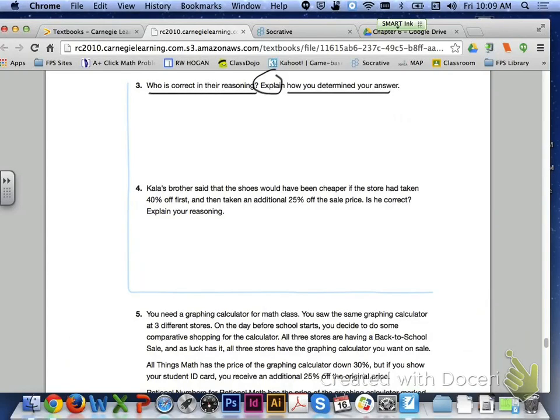Let's take a look at number 3 at the top of page 448, and let's try to determine who is correct in their reasoning. Make sure that you explain how you did determine your answer. So refer back to the previous page, take a look at the work that you did, take a look at the problem situation, and try to determine who is correct.